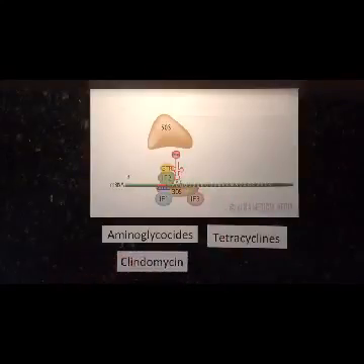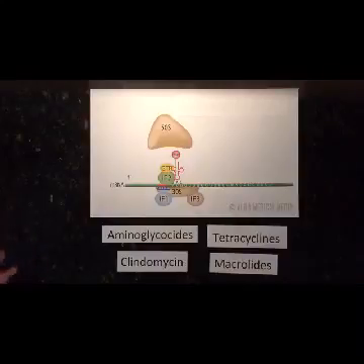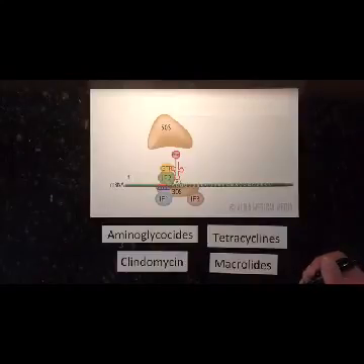Clindamycin and macrolides are examples of antibiotics that affect the 50S subunit. Clindamycin affects the peptidyl transferase, which catalyzes the peptide bond formation between amino acids during elongation, while macrolides act by binding to the 50S subunit, preventing peptide elongation.